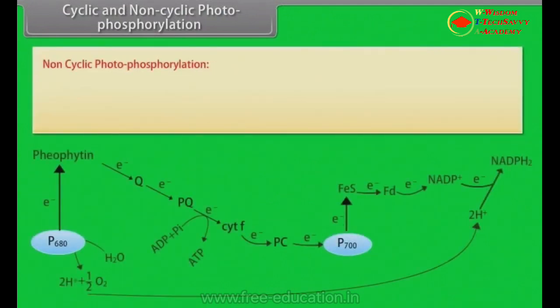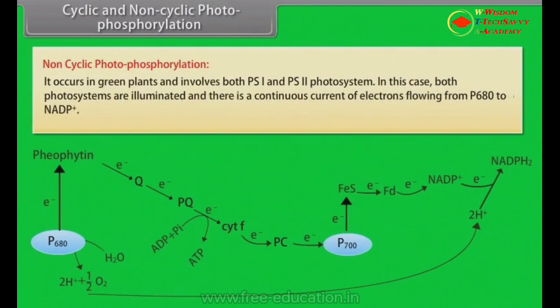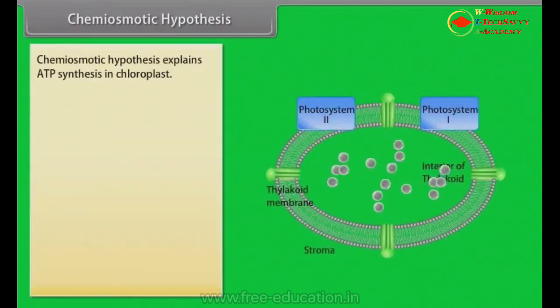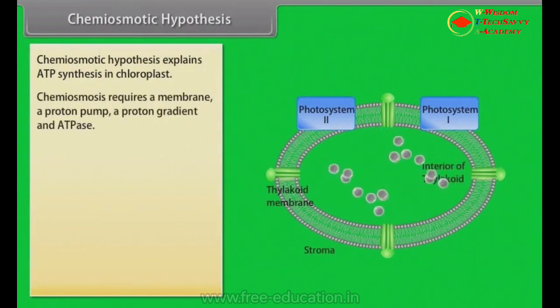Non-cyclic photophosphorylation. It occurs in green plants and involves both PS1 and PS2 photosystems. In this case, both photosystems are illuminated and there is a continuous current of electrons flowing from P680 to NADP+. Chemiosmotic hypothesis. The chemiosmotic hypothesis explains ATP synthesis in chloroplast. Chemiosmosis requires a membrane, a proton pump, a proton gradient and ATPase.